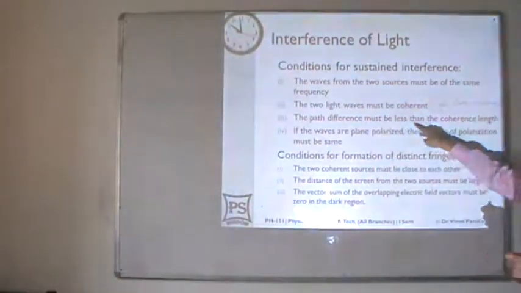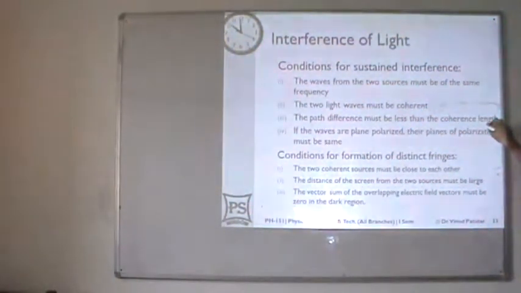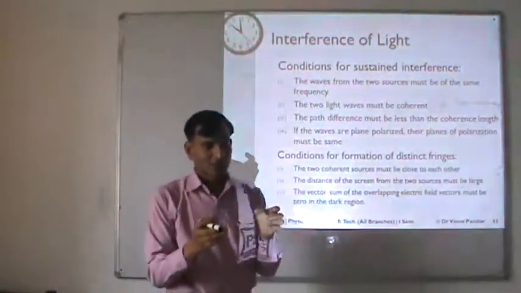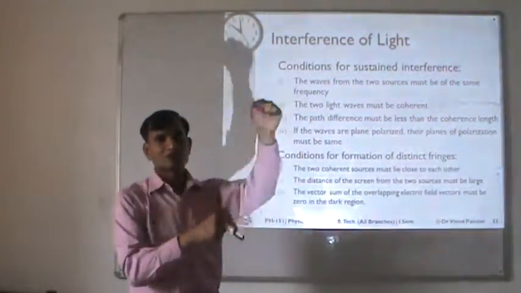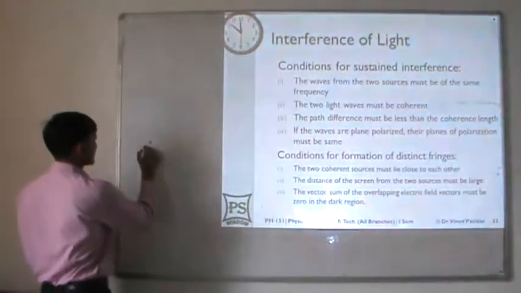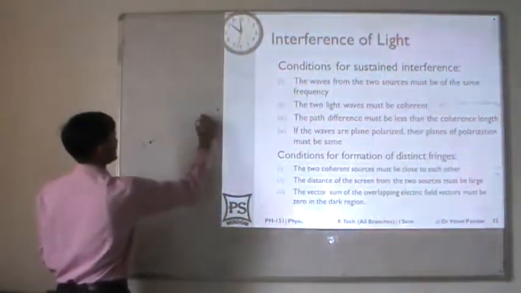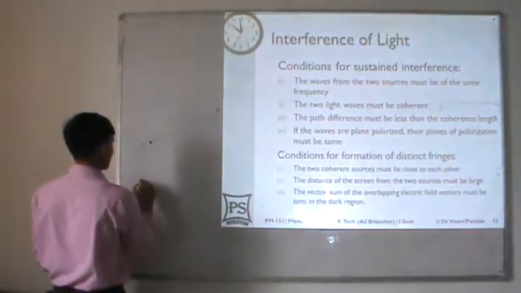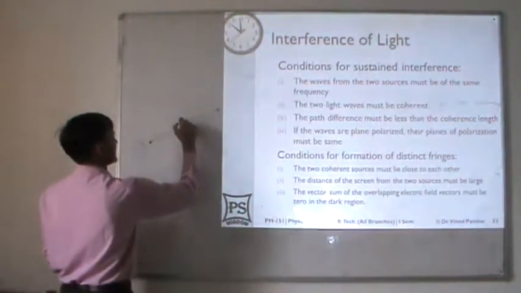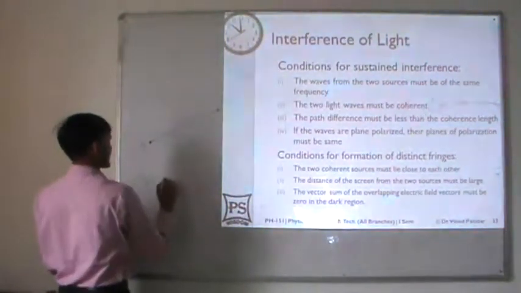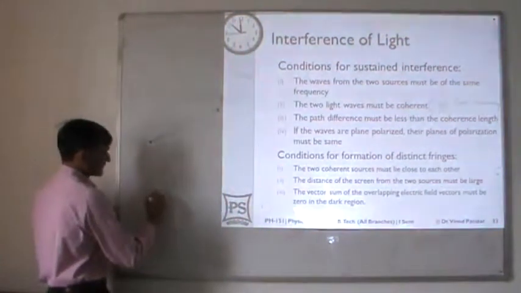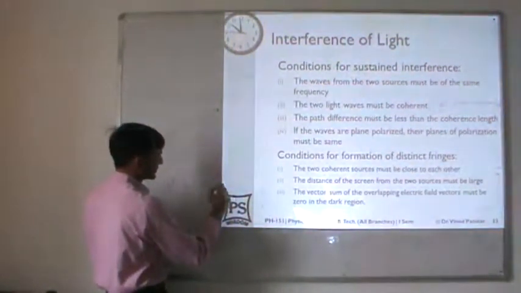Now the path difference must be less than the coherence length. This is very, very important. When the wave is traveling from one point to another, suppose you take a source here, a point P here, so this is S1 here, S2 here. The path difference is this distance basically, so you are talking about S2P minus S1P. This path difference should always be less than the coherence length.